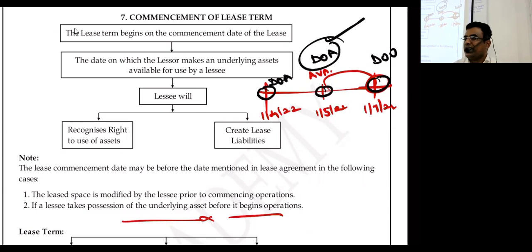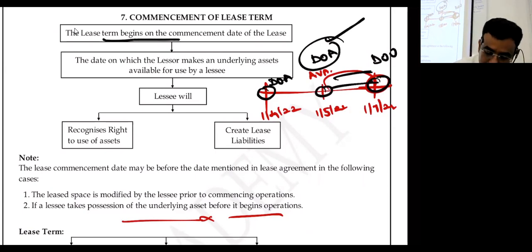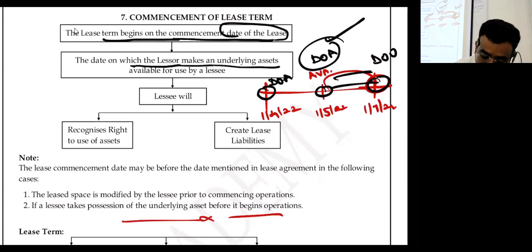Of course, you know generally also, the owners will ask me to pay the rent for this or not? They will ask, sir. Definitely they will ask. We need rent, yes or no? Yes, sir. So the lease term begins on the commencement date of lease, the date on which the lessor makes an underlying asset available for use by the lessee.